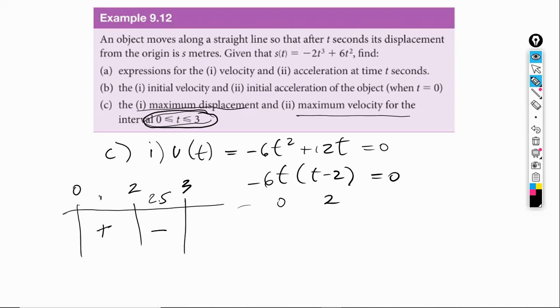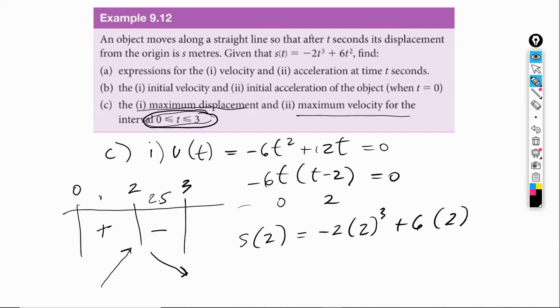That tells you that the graph for displacement is going up here. It reaches a maximum, and then it starts going down. So that means that the maximum displacement will occur at t equals 2 seconds. So we have to plug in 2 into the displacement function. So s of 2 is going to equal negative 2 times 2 cubed plus 6 times 2 squared.